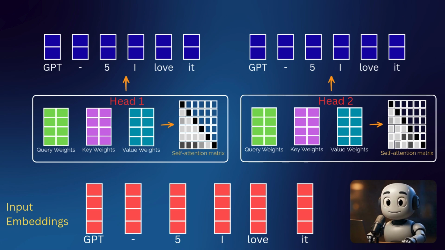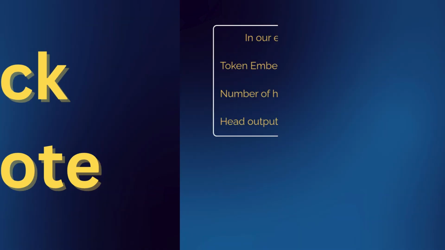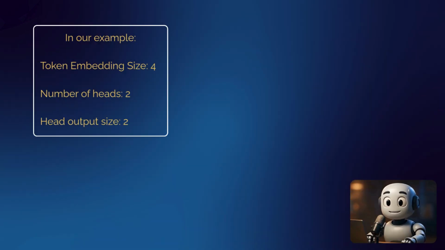A quick side note. Just as we talked about different models having different token embedding sizes, different models also have a different number of heads. So in our example, the token embedding size is 4. There's a list of 4 numbers. There's 2 heads, and the head output size is 2. Each head is outputting a list of 2 numbers.